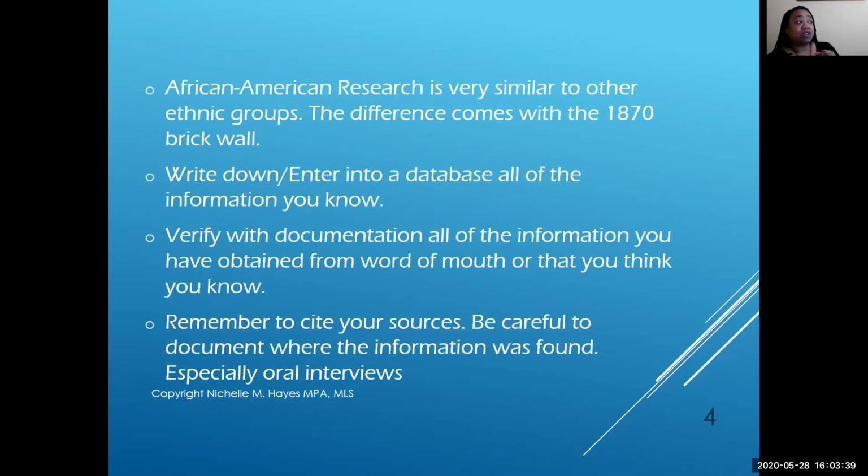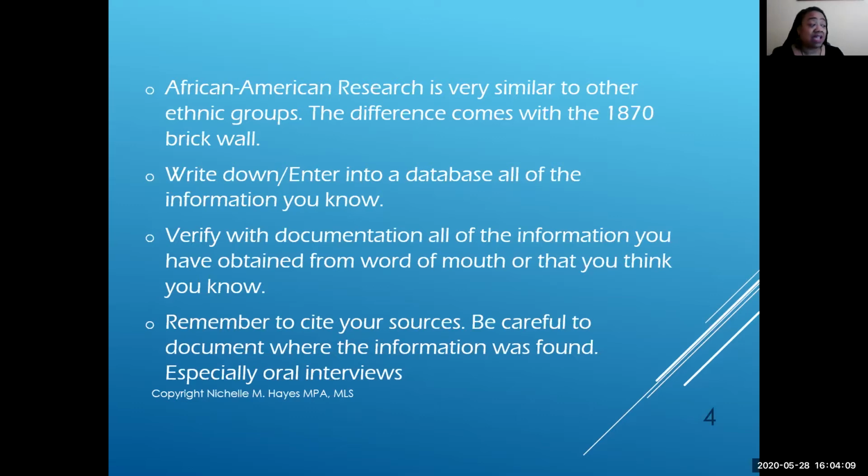So African American research is very similar to other ethnic groups. The big difference comes with the 1870 brick wall, and we'll talk a little bit more about that as we move forward. As I mentioned before, writing down everything into a database or on a piece of paper is really critical. I call that a brain dump. You want to verify the documentation of all the information you obtained, either from word of mouth or that you think you know. As I said before, remember to cite your sources.